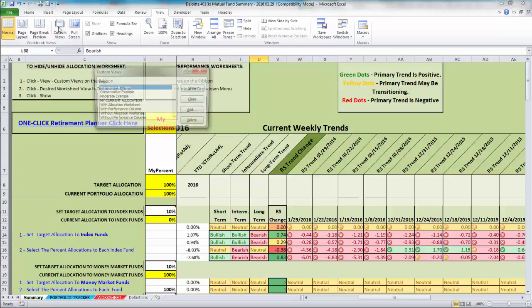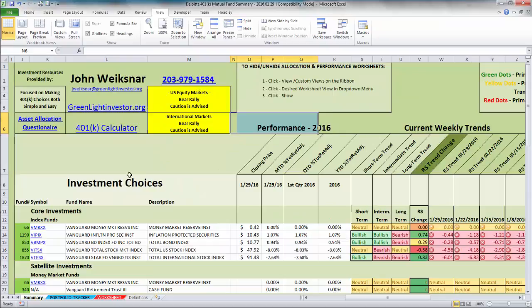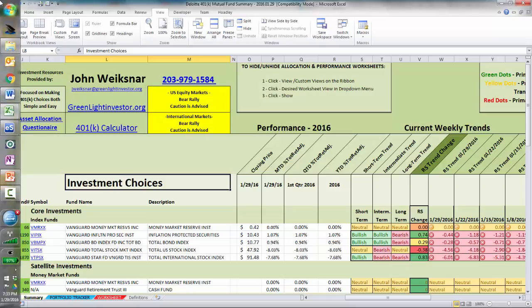With that said, let's go back to our main page, and to do so, you click on View, Custom Views, and we'll go to any one of these selections, but in this case, we're going to go back to the one with the Performance columns. When you click Show, it takes you back to your main page, and you can go back through this if you have any questions.